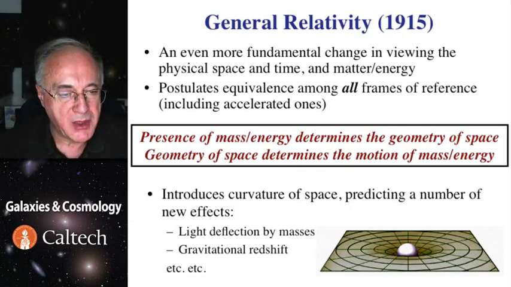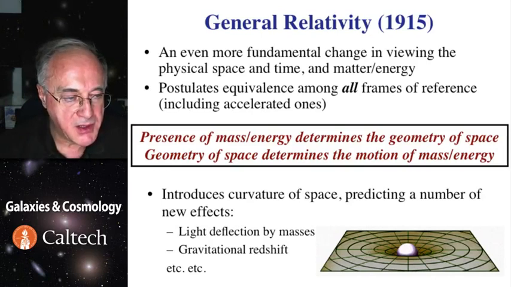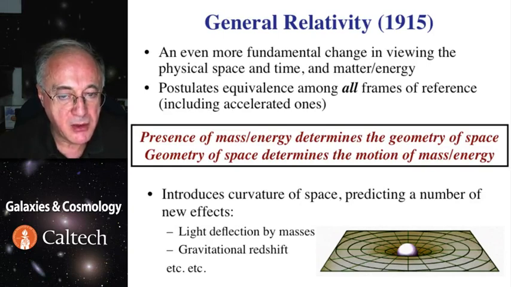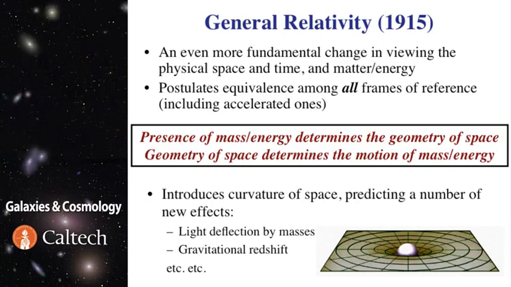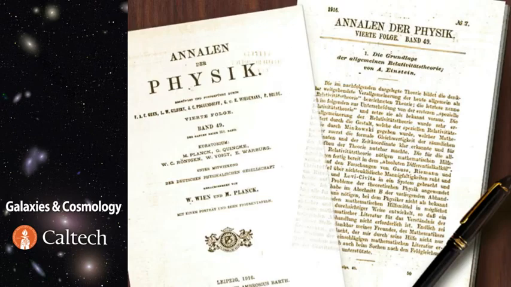A one-sentence summary of what general relativity says is that the presence of mass or energy, which remember are equivalent, determines the local geometry of space. And the local geometry of space determines where mass and energy will move. The two have to be computed in a consistent fashion, and that is what general relativity is all about. So general relativity introduced curvature of space, which also then immediately had predictions of light bending in a gravitational field and so on. Here is the front page of Einstein's general theory of relativity paper.